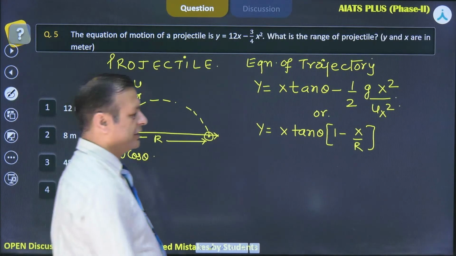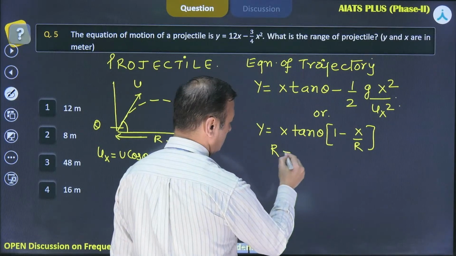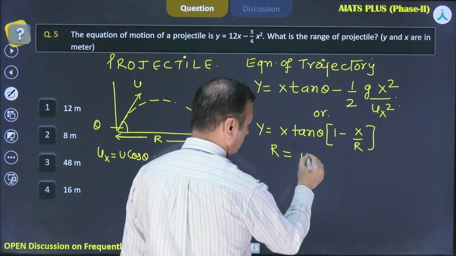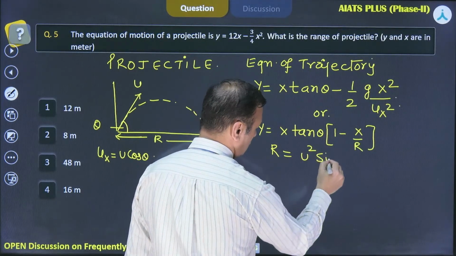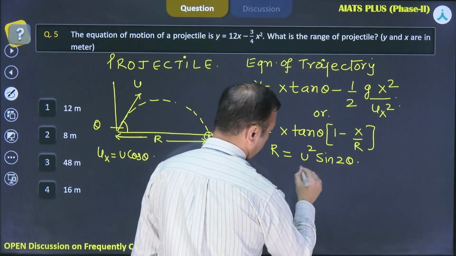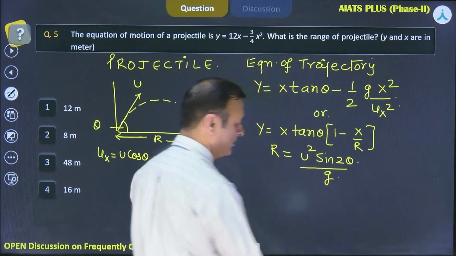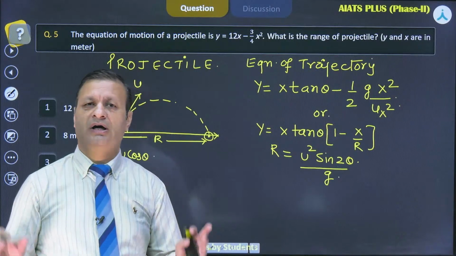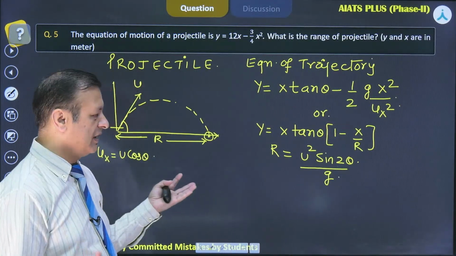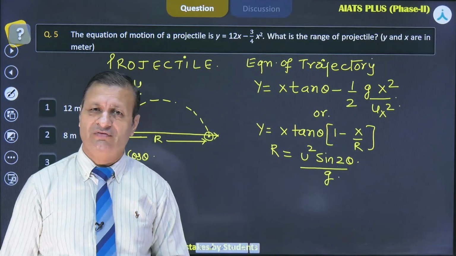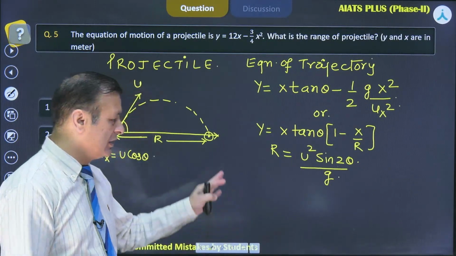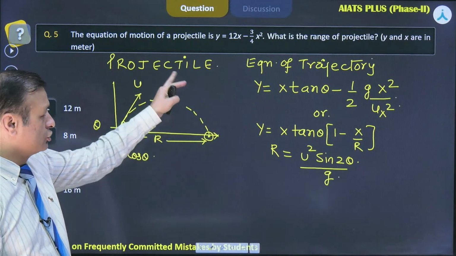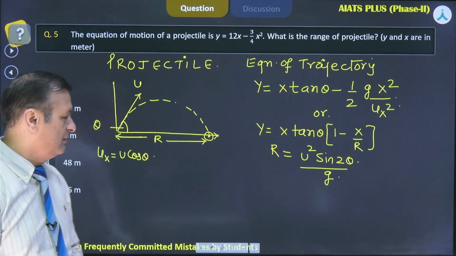The formula for range in terms of variables u, theta and g would be u square sine 2 theta by g. I'm writing this formula just for your understanding, because we have time, so that is why I'm giving you all these formulas, just to enhance your knowledge about the very same topic. Otherwise it is not required for solving this kind of situational numerical.